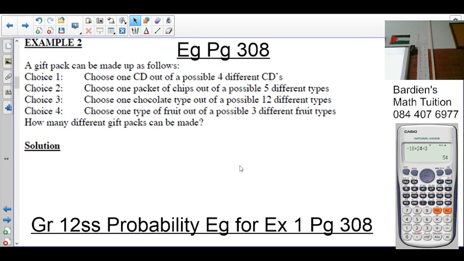A gift pack can be made up as follows. Okay, so now we're making party packets. In choice 1, you can choose 1 CD out of a possible 4 different CDs.